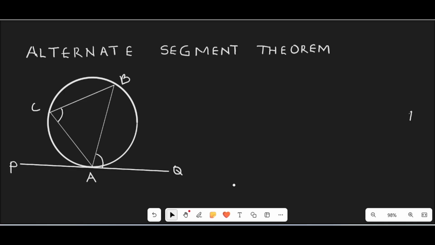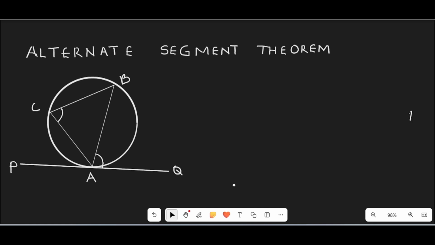Let us understand key terms. Let's quickly break it down. A tangent is a line that touches the circle at just one point. In this diagram, our tangent is PQ and it touches the circle at point A. A chord joins two points on the circle. Our chord here is AB.